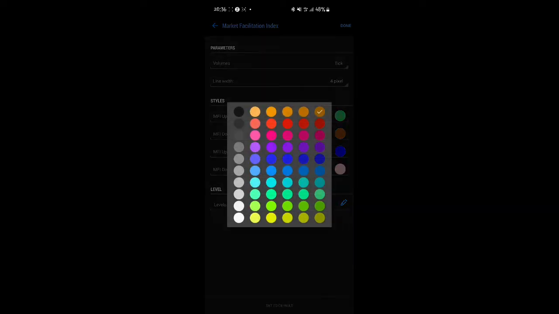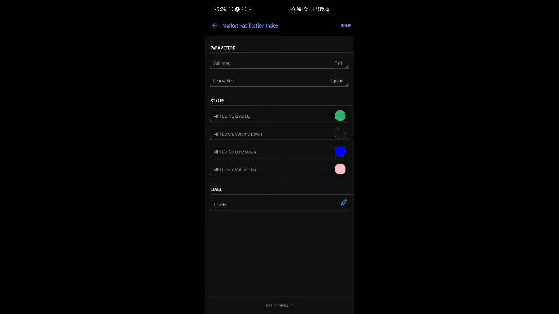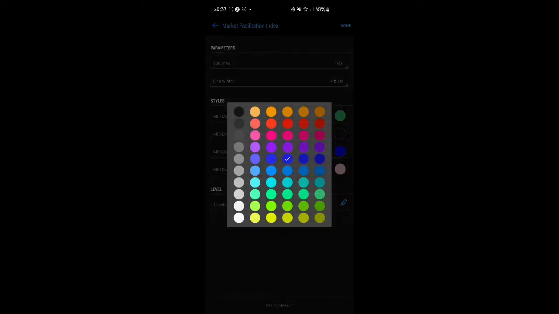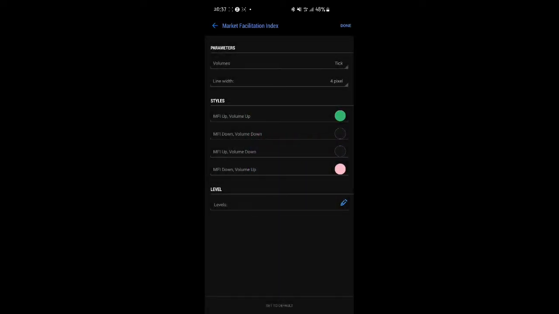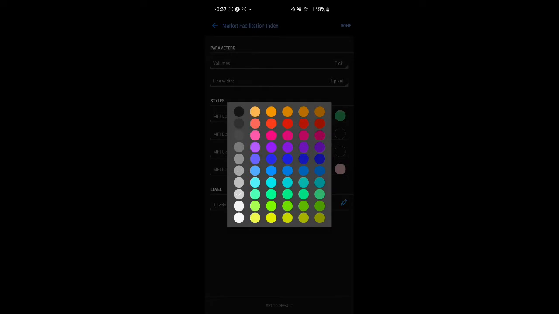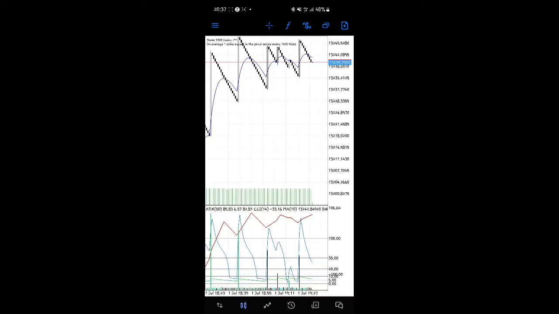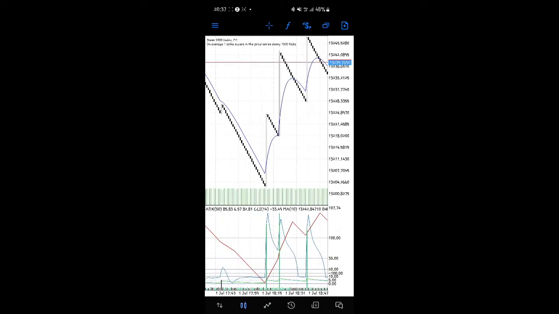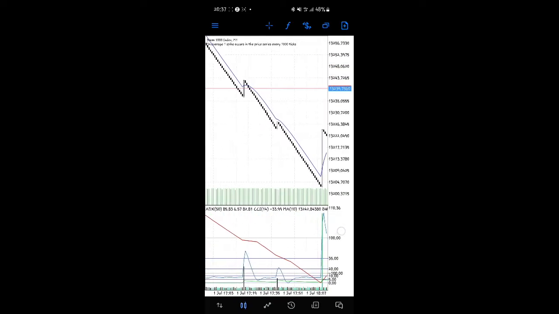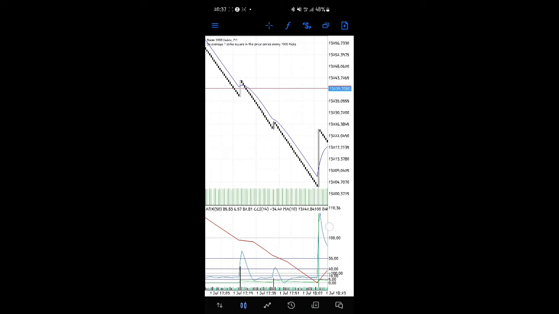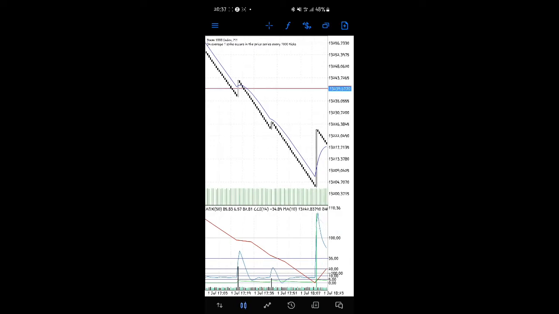Your MFI up, I'm going to use green. MFI down, volume down, I'm going to use black. And the last one, MFI up, volume down, I'm going to make green. MFI down, volume up, just as it is. If you're having issues, please go back and screenshot it or pause the video there. So this is how it is, guys.